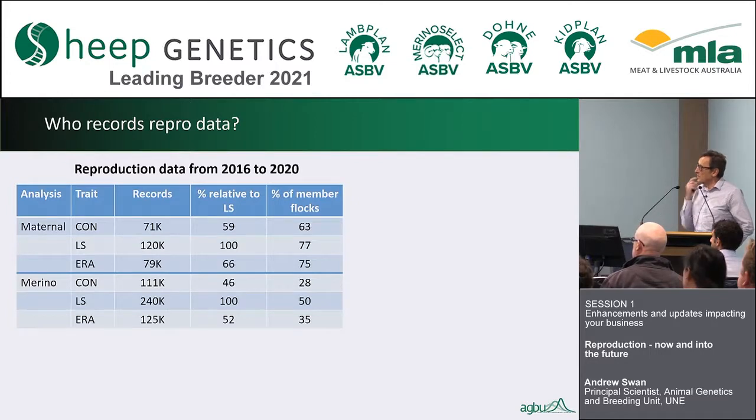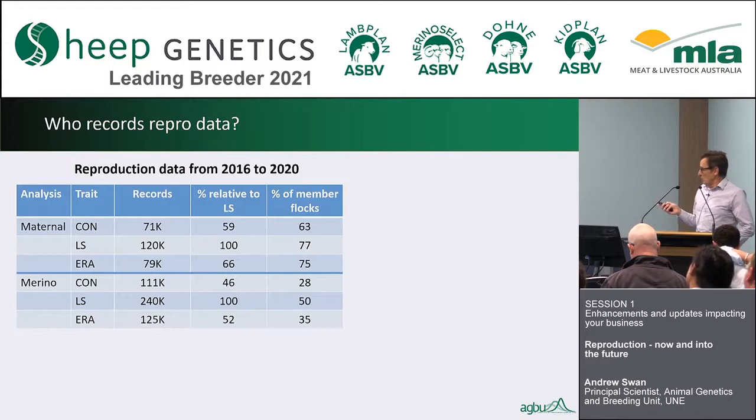in theory, it would be possible with perfect recording to have 120,000 rearing ability records as well, and even more conception records, because these 2 traits only occur with successful lambings. Maternals are getting a greater efficiency in recording those 2 other traits in comparison to merinos. Also, we're getting more representation across the Lamb Plan members than we are in Merino Select.